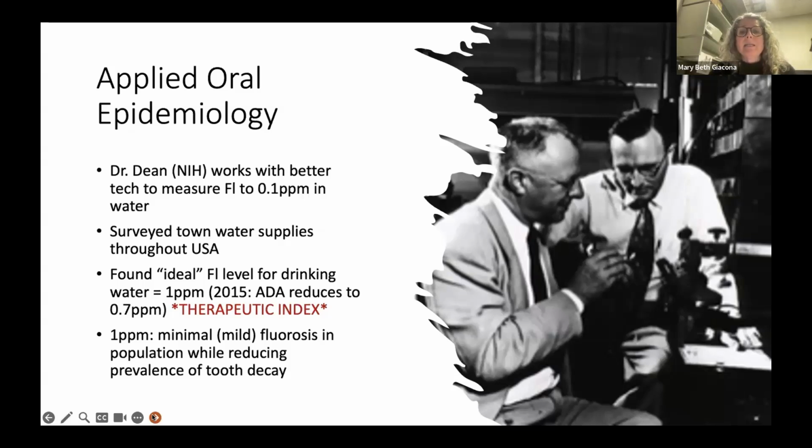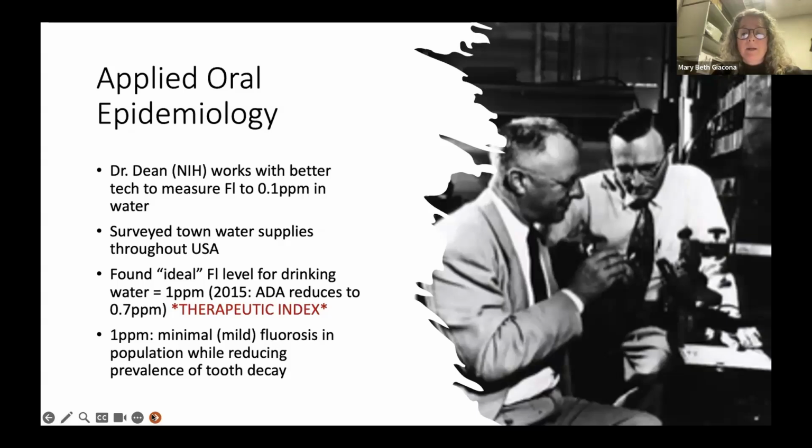So we talk about therapeutic index, where it's just the right amount to see an effect without causing harmful effects. So with 1 part per million, people drinking fluoridated water had some mild fluorosis, so not the ugly brown staining at all, maybe a little white fleck here and there, but not that much fluorosis actually. But meanwhile, these residents in these towns with 1 part per million fluoride in their water were seeing less tooth decay than neighboring towns. So they figured out that 1 part per million is kind of the ideal amount.